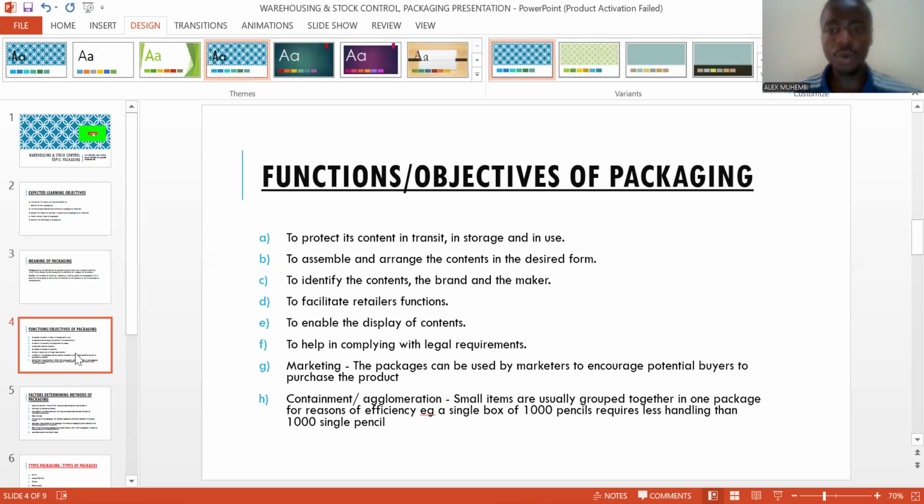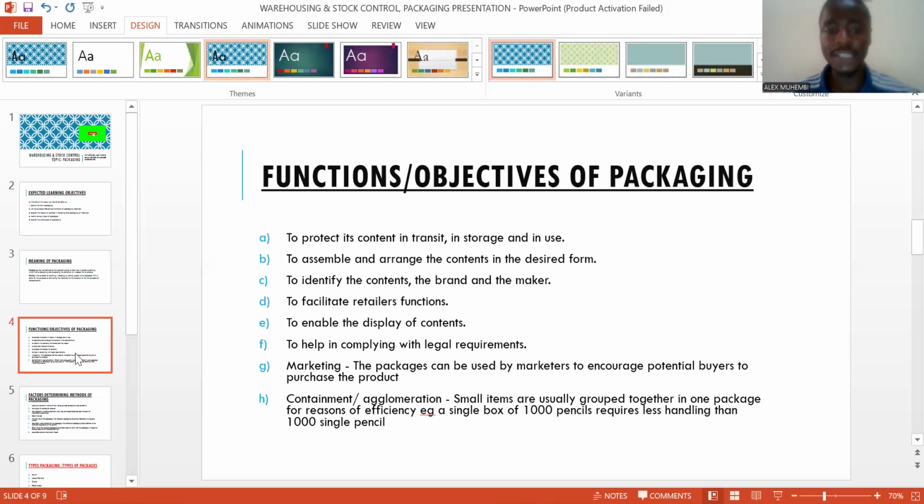So we are protecting the content of the materials which are in transit. Transit means they are being transported. It is going to protect the content of the materials which are in transit, in storage, and in use. That is one of the functions of packaging. Number two is to assemble and arrange the contents in the desired form.